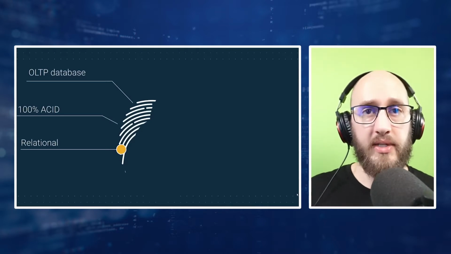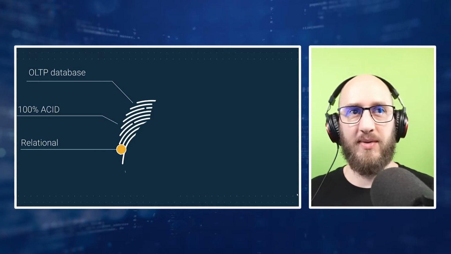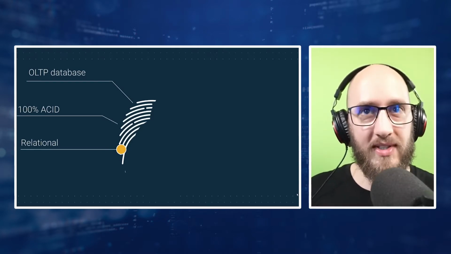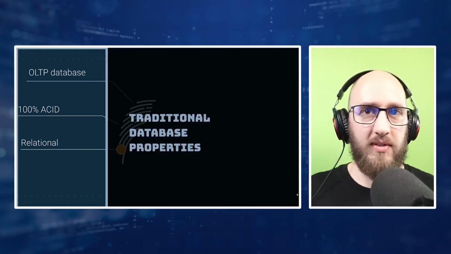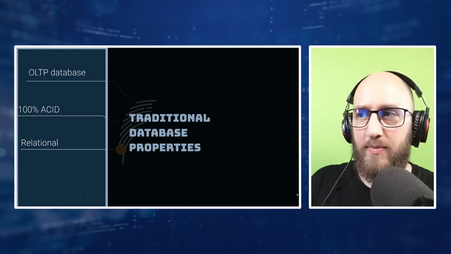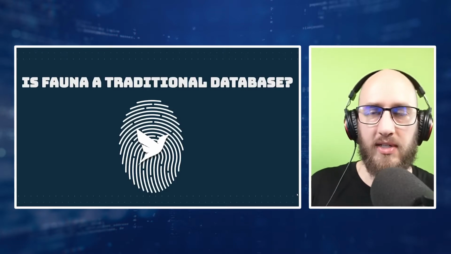Fauna is also a relational database, and although it might seem evident in combination with 100% ACID, and, as we will see, a distributed scaling database, it's really not evident. So these are actually traditional database properties, and I already mentioned it just 5 seconds ago. Does that mean that Fauna is a traditional database?